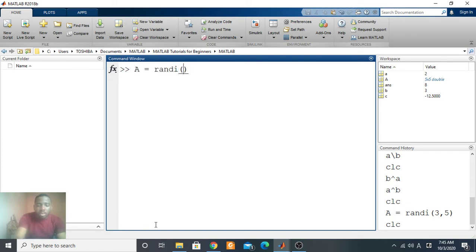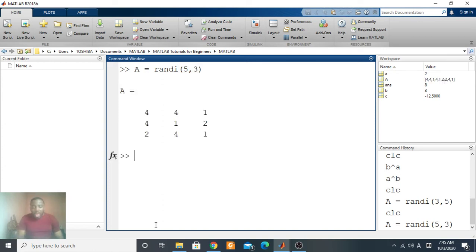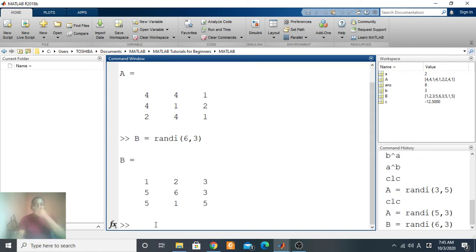Okay, randi will say 5,3. Right, so we have that. Okay, and then we have another matrix B equals randi of maybe I should say 6, let's use the same 3. Okay, so this is matrix A and this is matrix B, and right here you can even see all of the elements. Good. So MATLAB uses the laws of linear algebra.